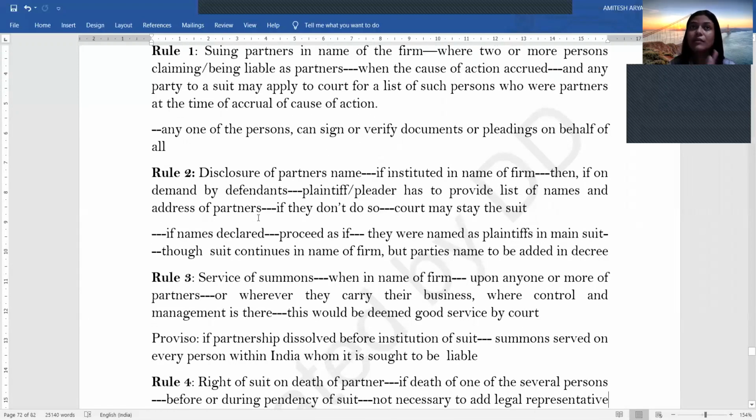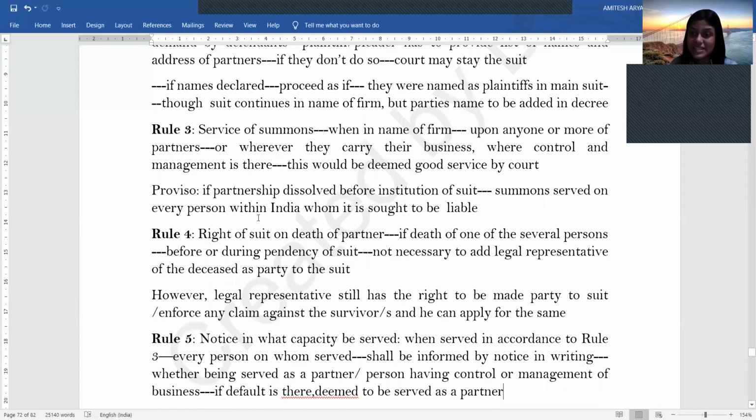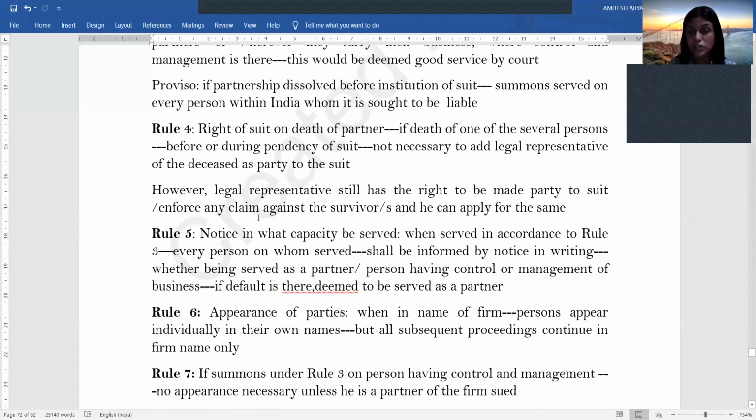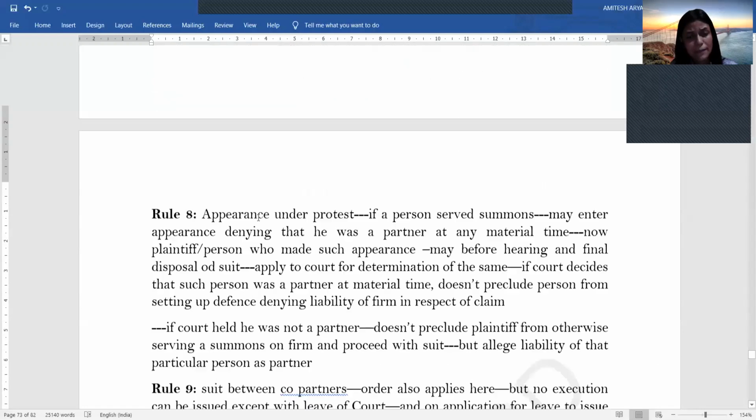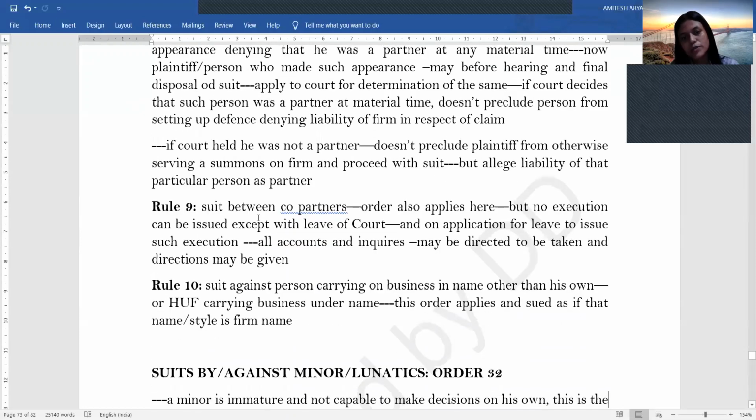How will the service of a summons take place? What happens when a partner dies? If one partner dies, does a legal representative need to be added necessarily or not? What is the capacity in which you are serving the notice, and to which person? Why is it important? Because if he is in control or management, then he is not required to come for summons, etc. Rule number 8 is appearance under protest, rule number 9 is about suits between co-partners, and rule 10 is about a HUF carrying on business under a particular name. So I hope this Order 30 in relation to a partnership firm is also clear.